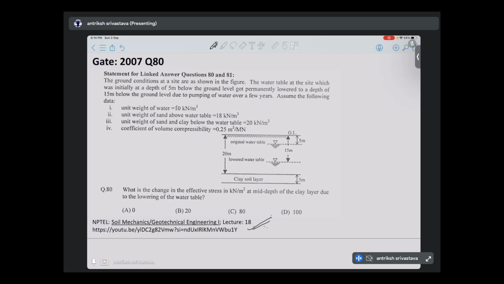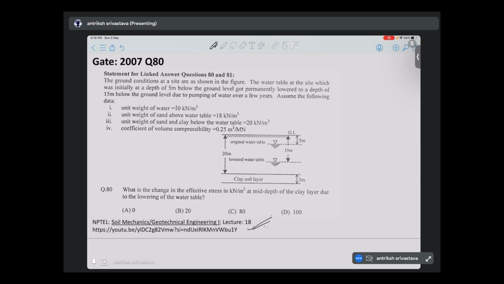The ground conditions at a site are shown in the figure. The water table at the site, which was initially at a depth of 5 meters below the ground level, got permanently lowered to a depth of 15 meters below the ground level due to pumping of water over a few years. Assume the following. Unit weight of water is 10, so this makes our life easy. Unit weight of sand above the water table is 18, so maybe it is not the dry unit weight, but just the bulk unit weight of a little bit wet soil. Then unit weight of sand and clay below the water table is 20. So they have made our life easy.